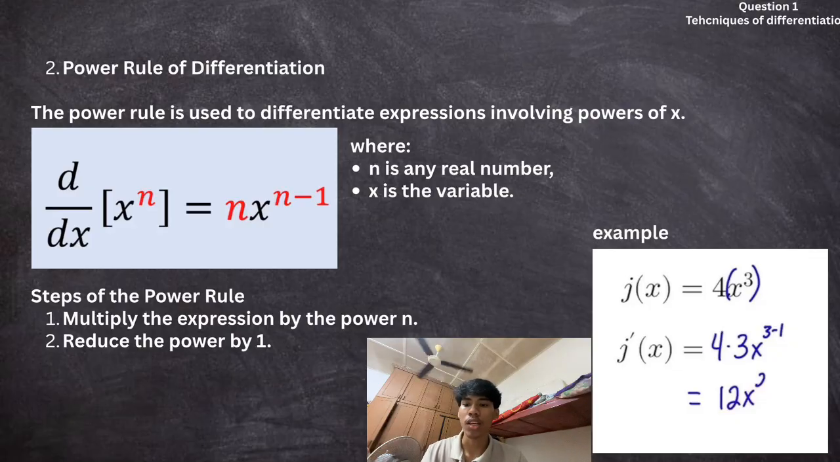After differentiating it, the power n will multiply with x and the power itself will be reduced by 1. So the steps of the power rule: first, multiply the expression by the power n. Second, reduce the power by 1.